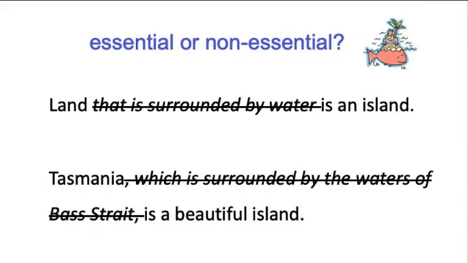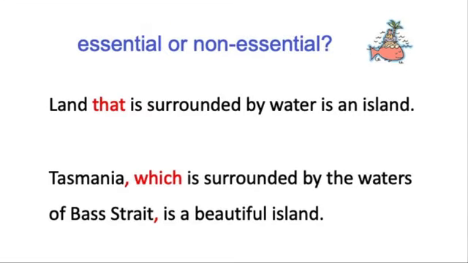Here is the answer. In the first sentence, the clause that is introduced by that is clearly essential. You cannot leave it out. Otherwise, the sentence would read, "Land is an island," which is obviously nonsense. The clause in the second sentence, though, that starts with which, can be missed. "Tasmania is a beautiful island." Sure. The clause that is inserted, the which clause, is just an extra, an extension. But we could do without it, we could miss it. So typically, essential clauses are signaled by that, and non-essential clauses are signaled by which.